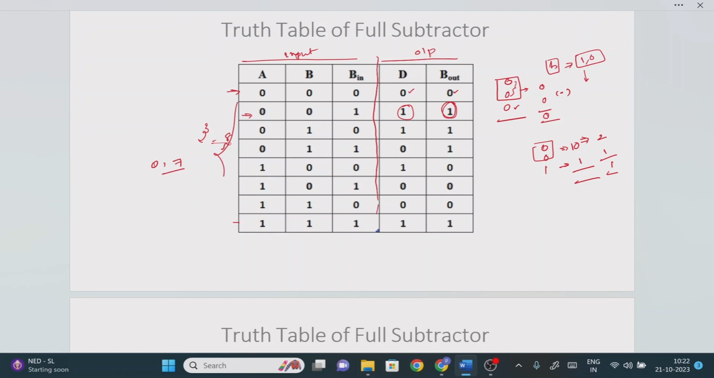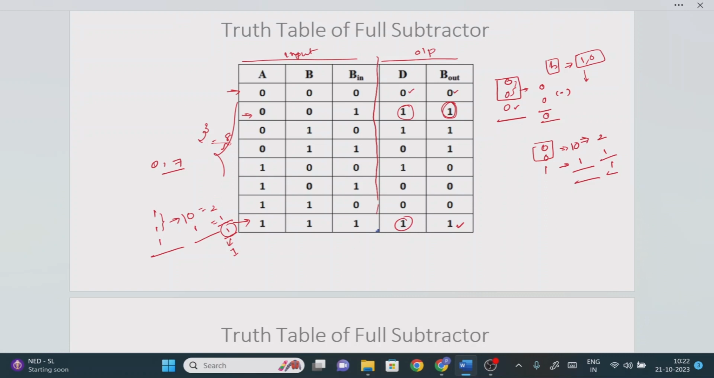Suppose, for example, I take 1 1 1. First perform the subtraction for these two: 1 minus 1 is 0, and that should be subtracted with this one. Directly we cannot perform the subtraction, so we need to take the borrow. That borrow 1 we have taken, so here we keep the borrow equal to 1. Now 1 0 minus 1 is 2 minus 1, which is 1. Decimal 1 and binary 1 are the same, so we just write the binary number 1. Like that we have to find out.